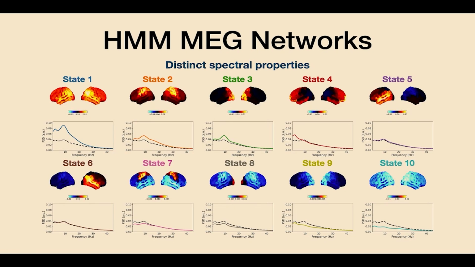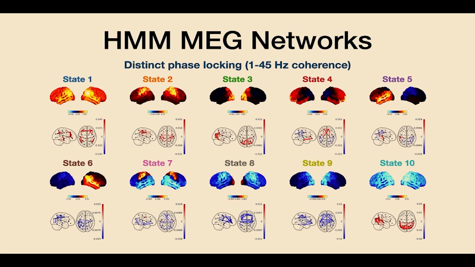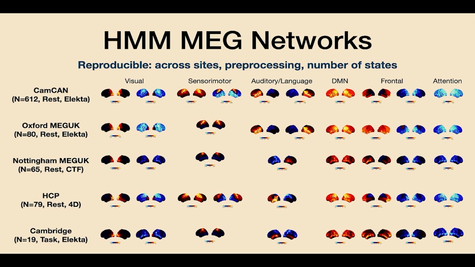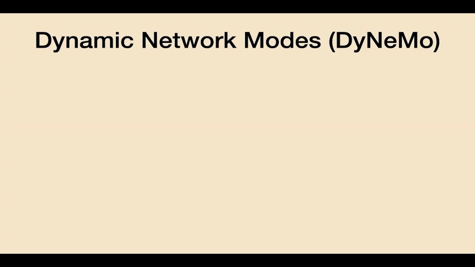These states have unique oscillatory properties. With MEG, you have high temporal resolution, so you could calculate the power spectra when a particular state is active. And you see that in MEG data, the brain transitions between different oscillatory spatial patterns and oscillatory frequencies. These networks also have unique phase locking patterns in their network connectivity. And one final comment is, this model has been applied to a variety of MEG data sets, and we can quite robustly find the same set of networks in rest, in task, using differing numbers of states and with different pre-processing. Okay, so that's great.